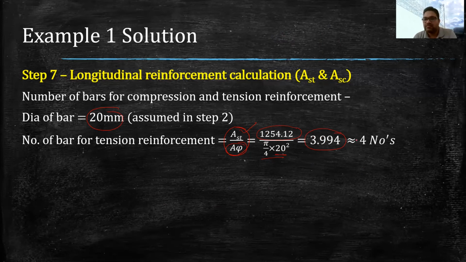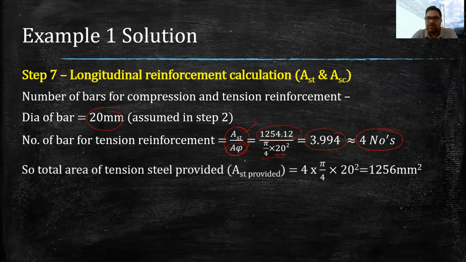In that case we will provide 4 bars, and the area of steel provided will be 4 bars multiplied by the area of cross section of 1 bar. So the AST provided will be 1256. You can see required is 1254 and provided is 1256. So it is just more than the required. In that case we can say that the dia of bars provided here are optimally used.